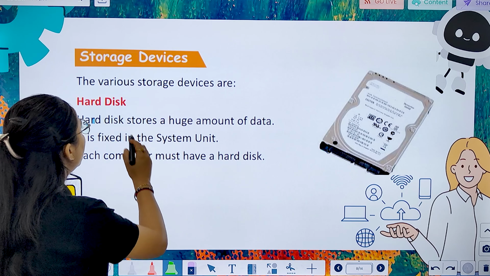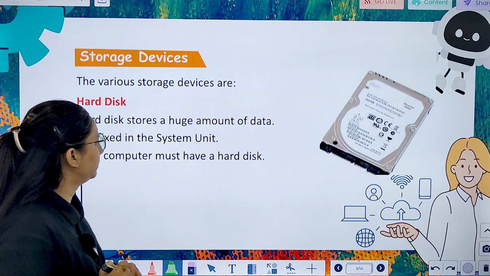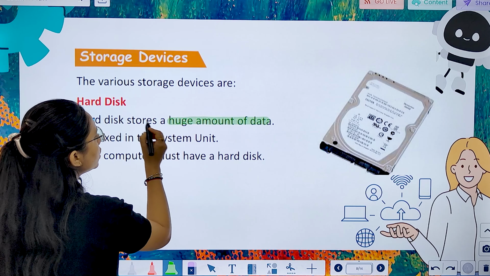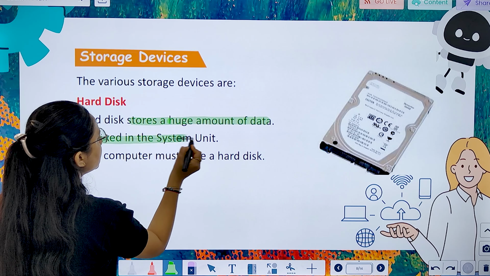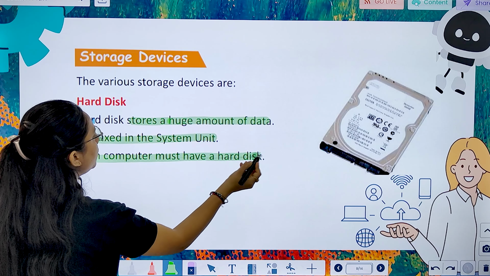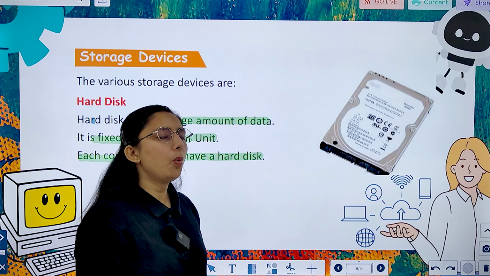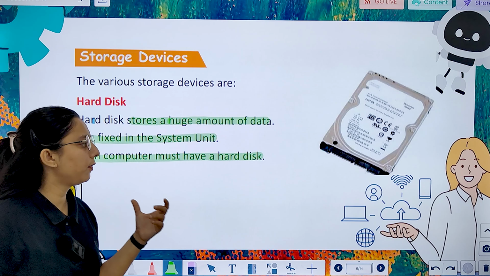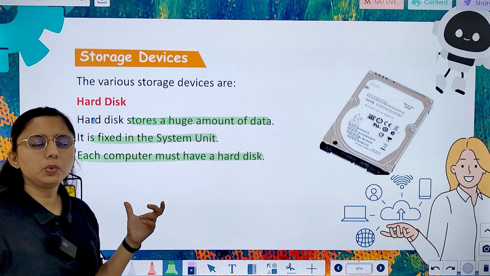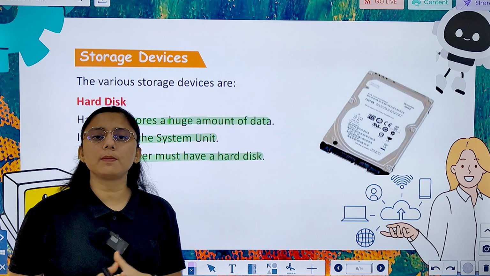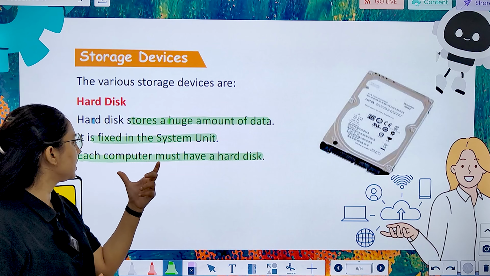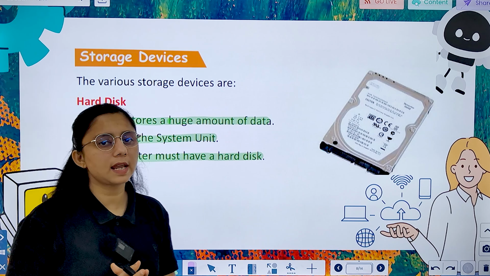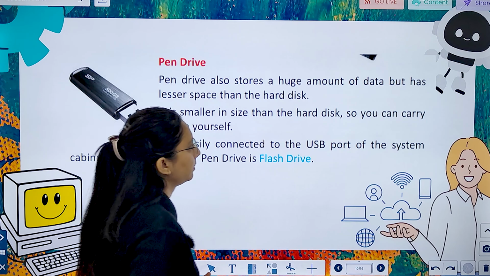First is your hard disk. This is your hard disk. Hard disk stores a huge amount of data. It is fixed in the system unit. Each computer must have a hard disk. What does it do? It stores a huge amount of data. It gets fixed in your system unit. Every computer must have a hard disk to store data.